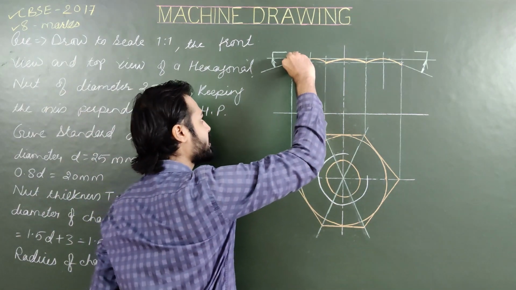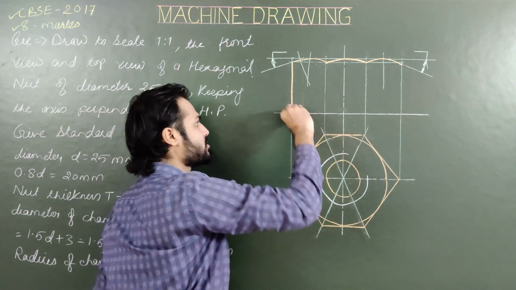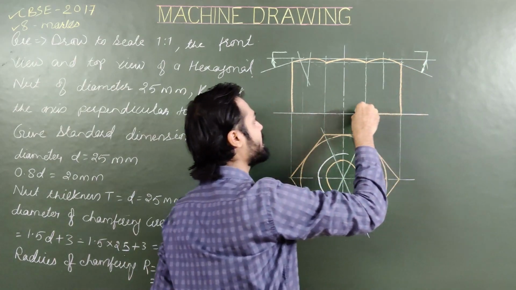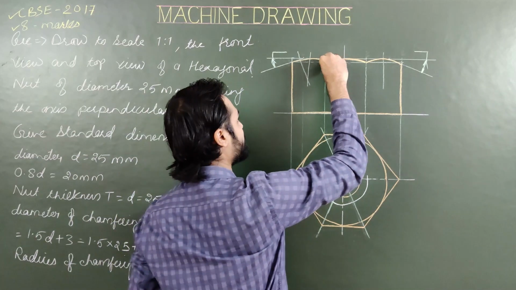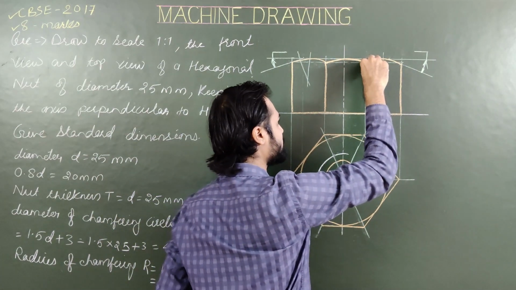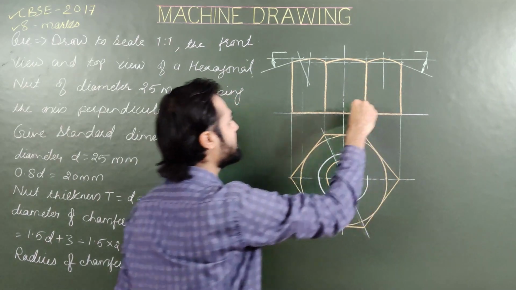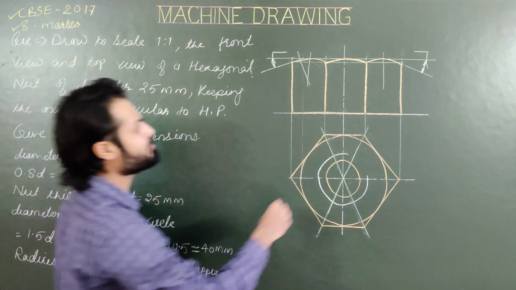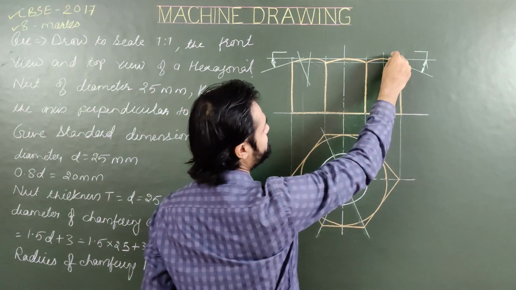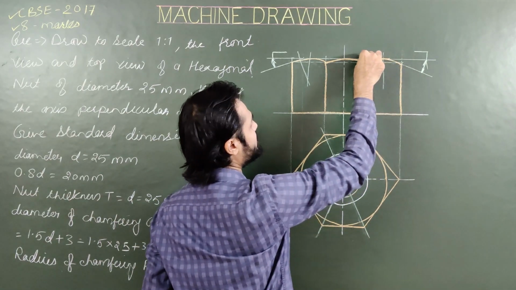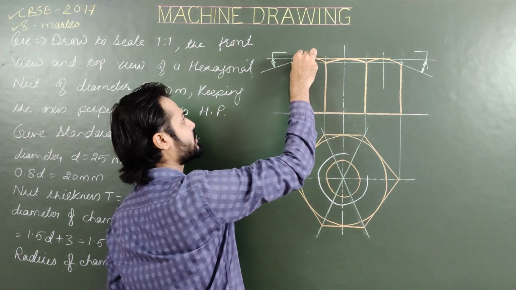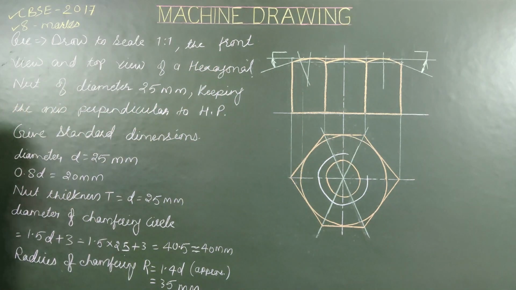These are the remaining edges. Please use a dark pencil for all visible outlines. These are your visible outlines. And from the starting point of chamfering to the corresponding point of chamfering, yes, this you have to show.